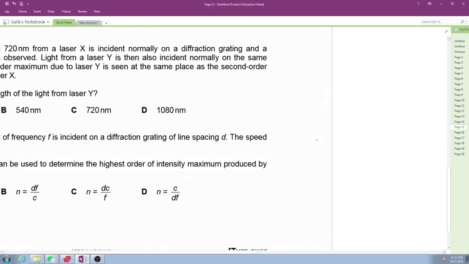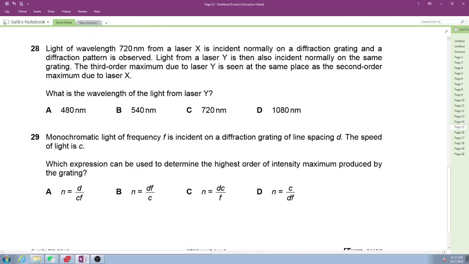Question number 28 is about the diffraction of light. For diffraction of light, the first thing we need to keep in mind is the formula for diffraction of light, that one is d sin theta equals n lambda.